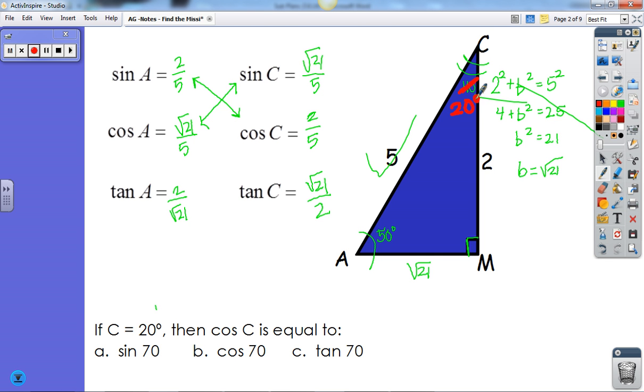Alright. If angle C equals 20 degrees, then it asks me the cosine of C is equal to what? Well, if this is 20, then that means this is 70. So that means that the cosine of this angle, if you recall, is equal to the sine of the other angle, or the sine of the complement. So that would be angle A. We'll hit this again in the future, but I just want to throw that out there based on what we saw yesterday in our previous lesson on setting up trig ratios.